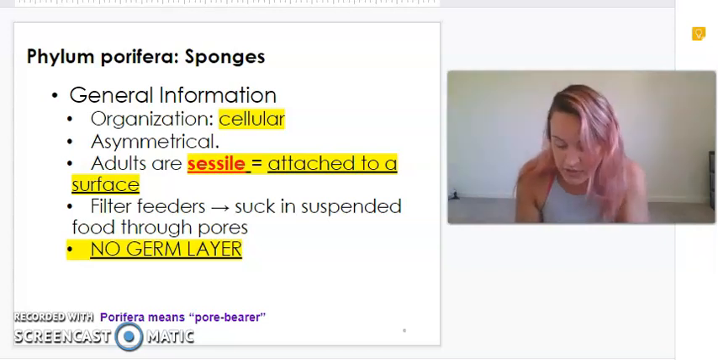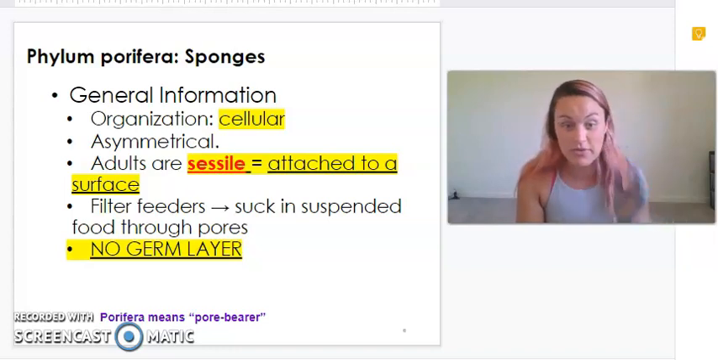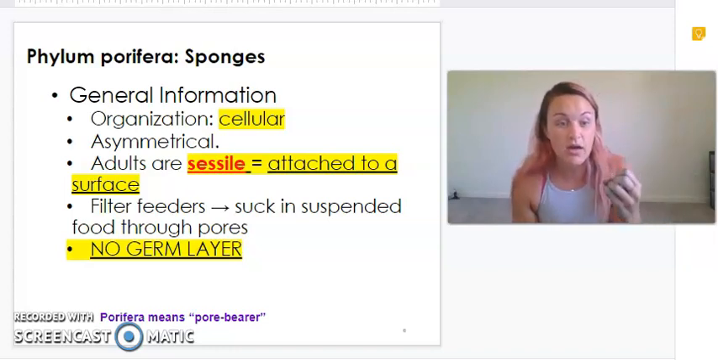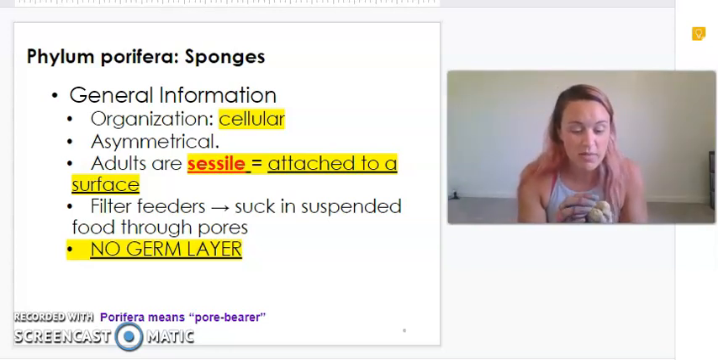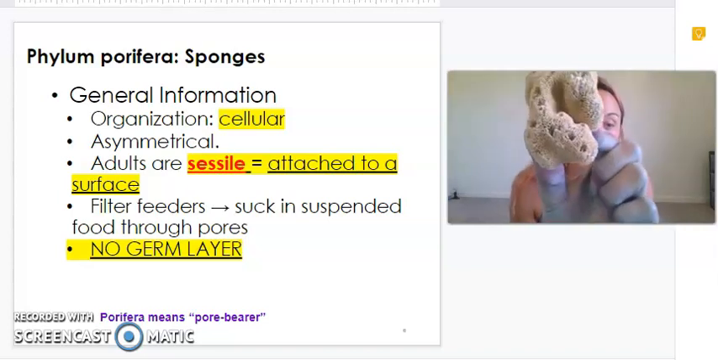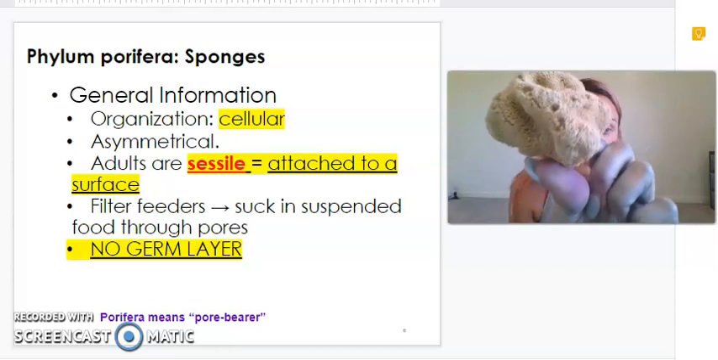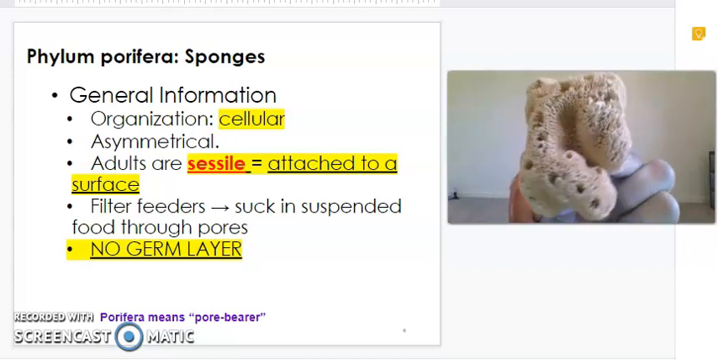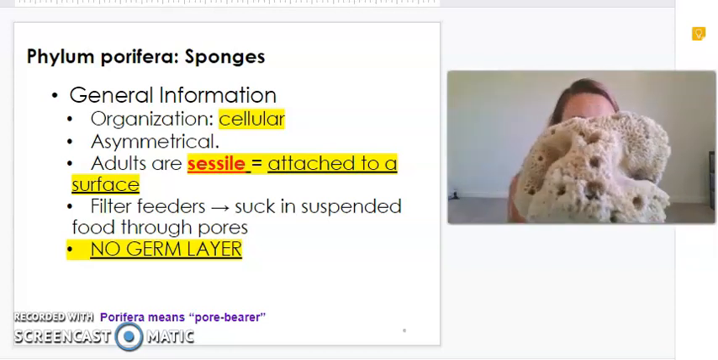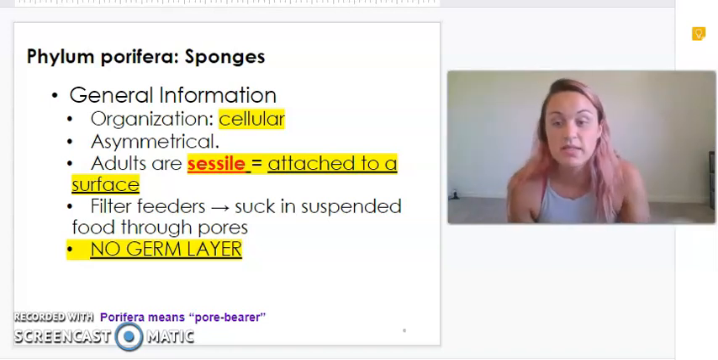All right. And sponges are really cool in that they are actually filter feeders. They suck in all of this suspended organic matter in the water and they filter it through their pores. And they actually get their name Porifera by being pore bearing. So we can see here we've got lots and lots of little holes in our sponges. We've got pores on top, we've got pores on the side. So this phylum Porifera just means pore bearing.